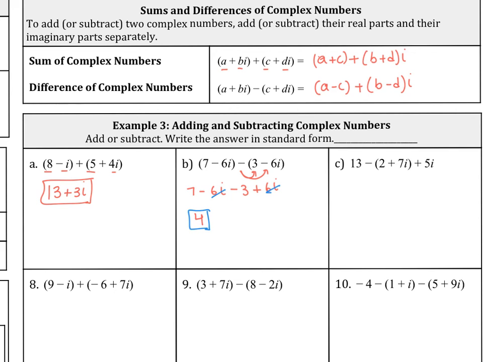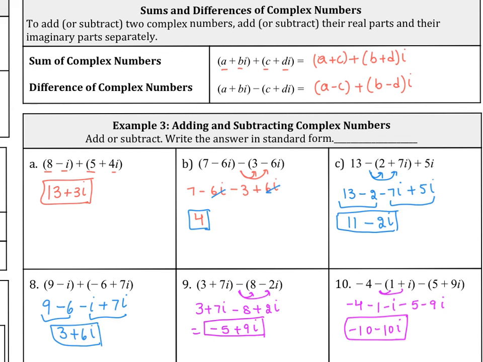For the next one, letter C, you're going to distribute the negative inside. So it's going to be 13 minus 2 minus 7i plus 5i. Combining the like terms, you're going to get 11 minus 2i. For number 8, you're combining the like terms. So 9 minus 6, and negative i plus 7i. 9 minus 6 is 3, and negative i plus 7i is 6i. So the answer is 3 plus 6i.